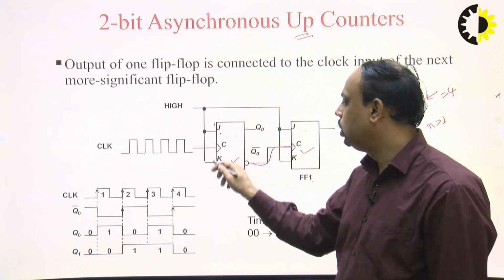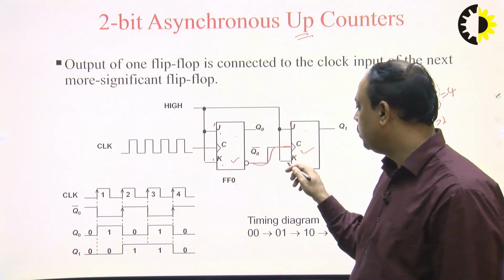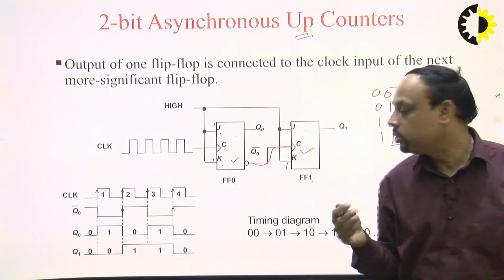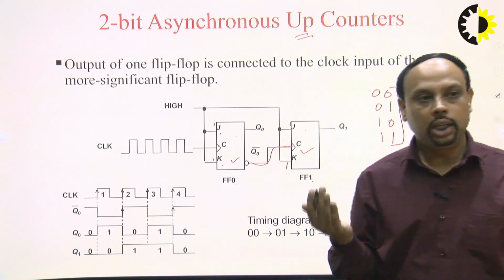This is the actual clock pulse, and we set J and K of both the inputs high. So J is equal to 1, K is equal to 1, here J is equal to 1, K is equal to 1. So always this state is known as the toggle state. So these flip flops are always in the toggle state only.